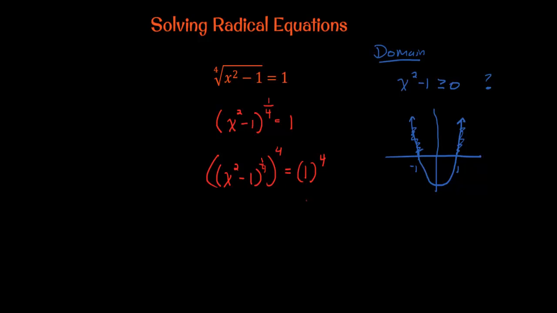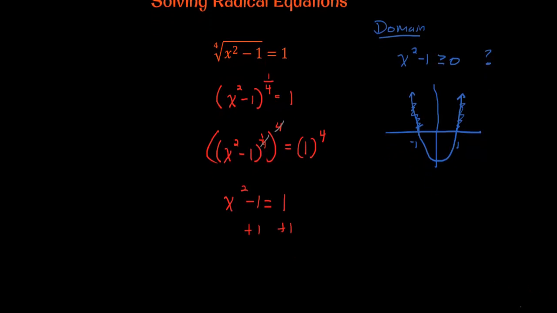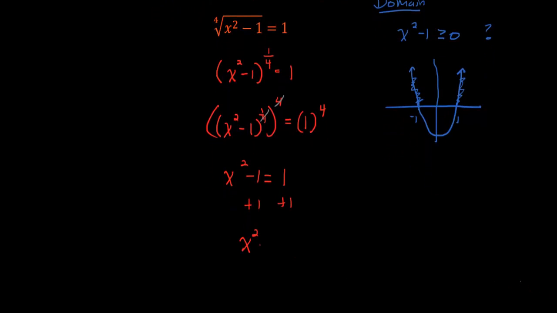And this is actually pretty nice because 1 to the 4th just gives you a value of 1. So on my left side, I'm going to have x squared minus 1, because here the 1/4 and the 4 cancel, and we get a value of 1. And this equals a value of 1 to the 4th power, which is a value of 1. So here I'm going to add 1 on both sides. And notice this gives me x squared equals 2. But remember, when I solve this and I take the square root of both sides, I have to add a plus or a minus there. So this implies that x equals plus or minus square root of 2.